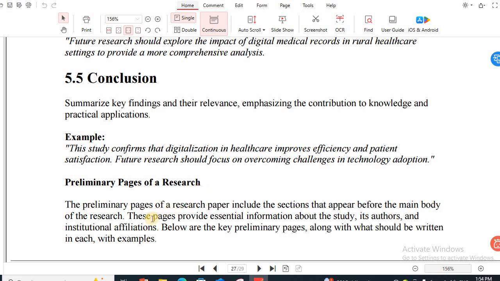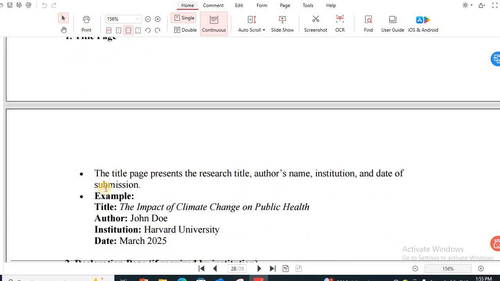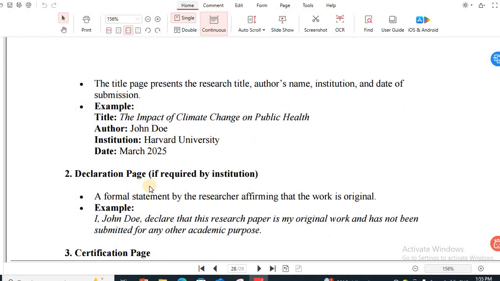Now we come to the preliminary pages of a research. The preliminary pages consist of the title, example of the title, the author, and institution, and date. This is on the title page.